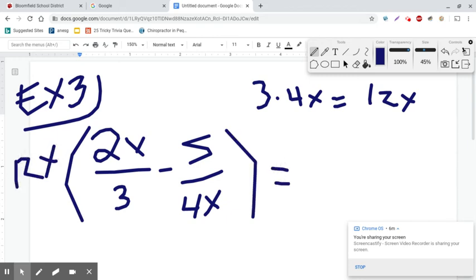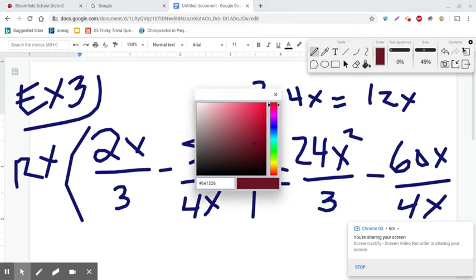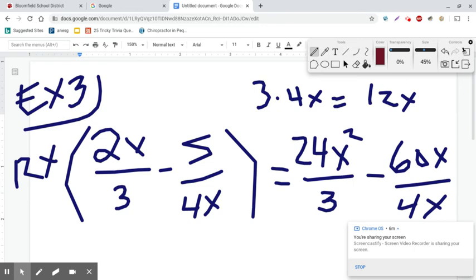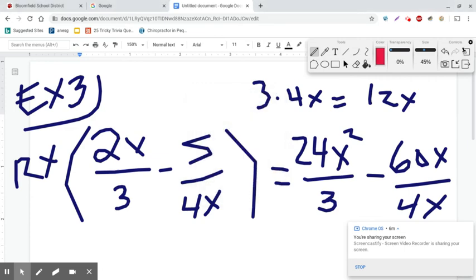All right, so 12x times 2x gives me, guys, pay attention, x times x is x squared. Okay, and that's going to stay over 3. Minus 12x times 5 gives me a 60x divided by, remember, keep the same bottom, which is 4x. All right, so this is going to cross out a little bit differently. We are going to keep the 24 divided by 3, which gives us 8.